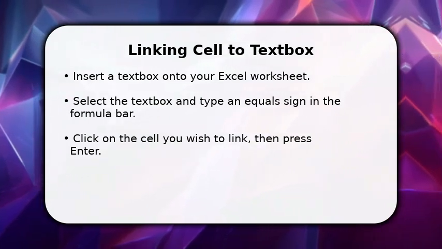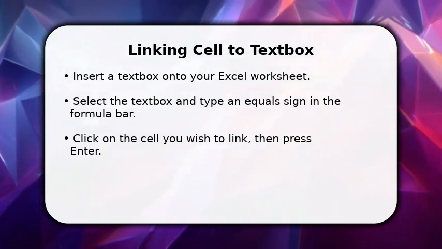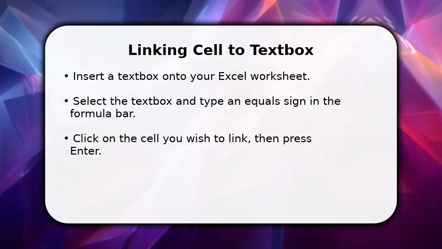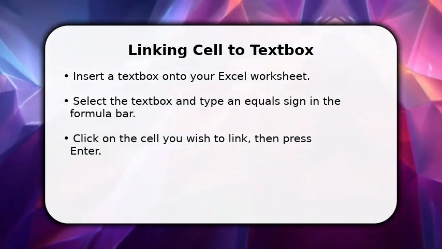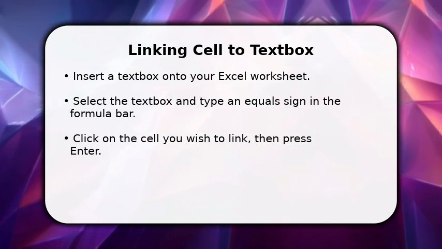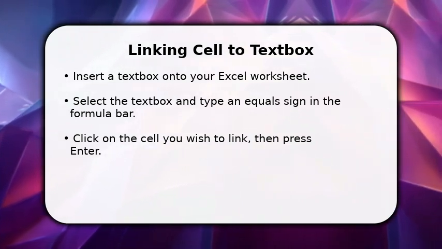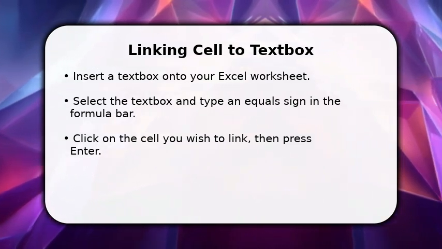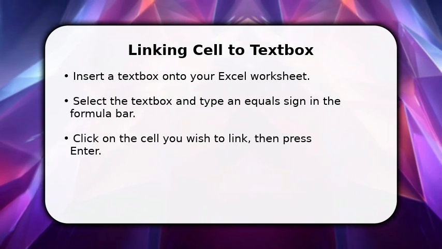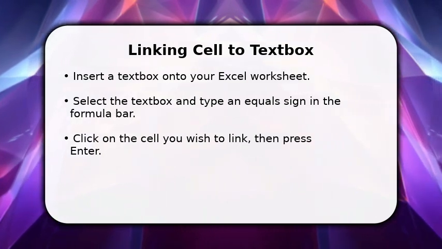First, you'll insert a text box onto your worksheet. Then, with the text box selected, go to the formula bar, type an equals sign, and simply click on the cell you want to display. Pressing Enter will instantly connect them, making your text box reflect the cell's content automatically. It's a straightforward process that adds a lot of flexibility to your spreadsheets.